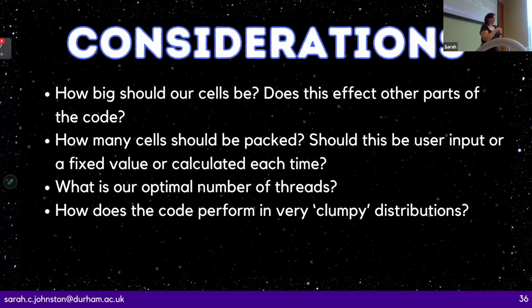And from a physical perspective, how does the code perform in really uneven and unusual situations? So in cosmology, we love clumpy things. We love when gravity pulls things together and we get lots of little overdensities. But that means that some of our cells might have 1 particle in, and some of our cells might have 10,000 particles in. And that kind of uneven distribution is not great for parallelization either.